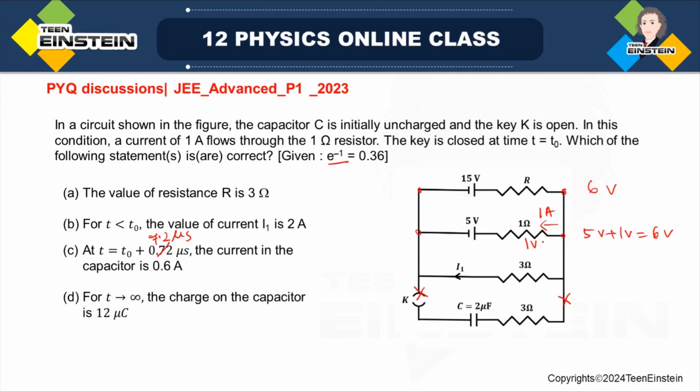Alright, now once we know this, then it is easy to find out what is the current I1. So I know the voltage drop across this is 6 volt, and we know the resistance across this branch is 3 ohm. So what is the current? That is 2 ampere. So look, this option B is correct. Now let us try to find out what is the value of this resistor R.